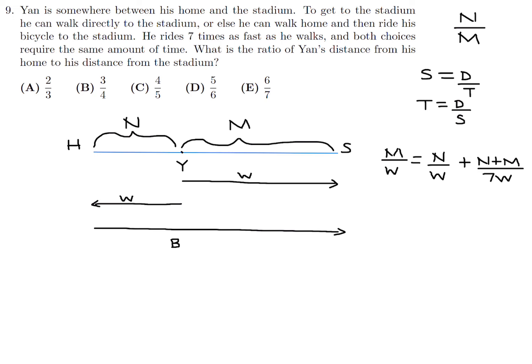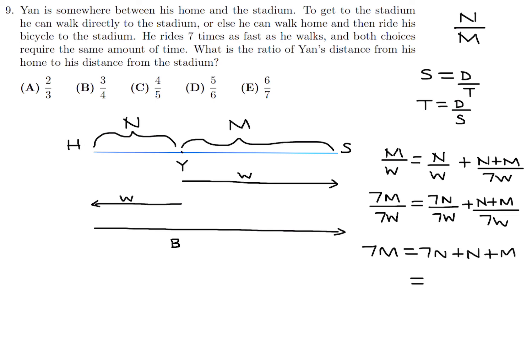So this is the mathematical equation that will be used to solve for n over m. We can multiply top and bottom by 7 to get a common denominator everywhere. And therefore, that denominator is the same, so we can just deal with the numerators. And if you solve, you get the following. You get 8n is equal to 6m. And if you isolate for n over m, this is 6 over 8, which is 3 over 4. So number 9, the answer is B.